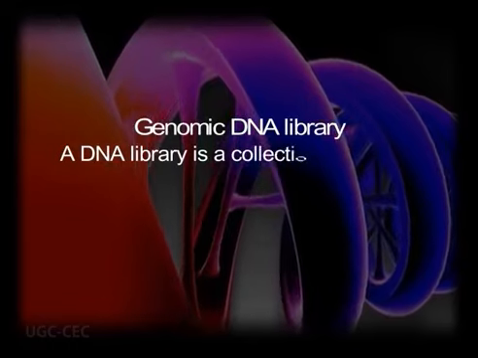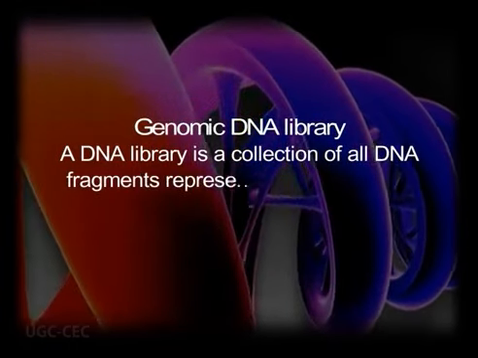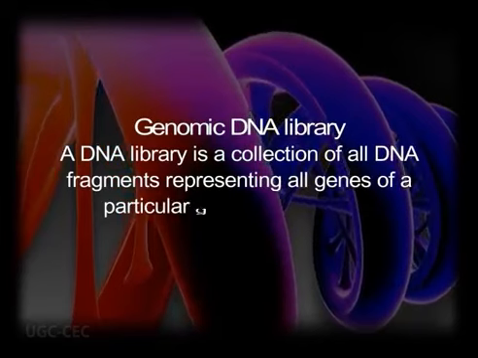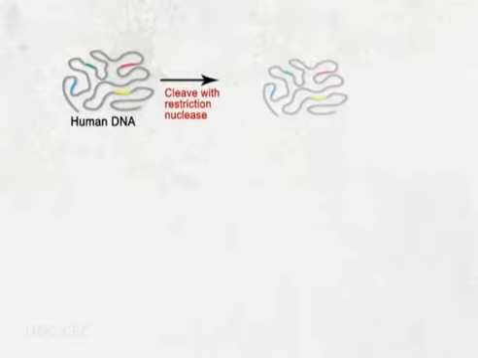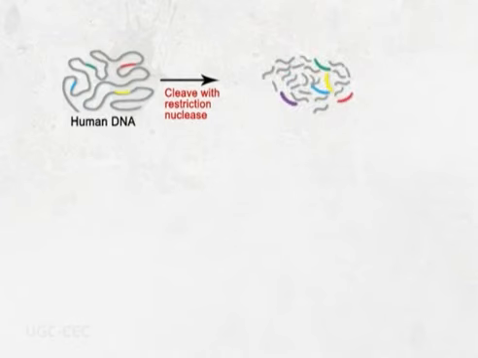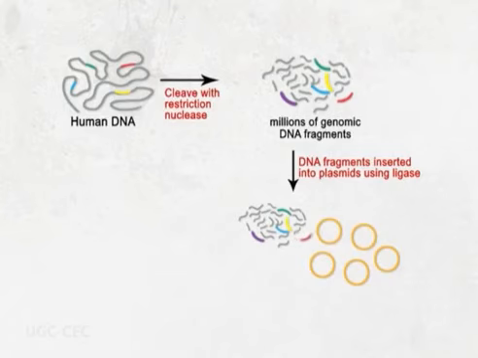A DNA library is a collection of DNA fragments representing all genes of a particular genome in the form of recombinant vectors. Each recombinant vector is present in a host cell, and each host cell in turn is present in the form of a bacterial colony or plaque. For construction of a library, genomic DNA of an organism is subjected to restriction digest with a specific enzyme, for example EcoRI, thus generating thousands of DNA fragments, each fragment carrying a specific gene.